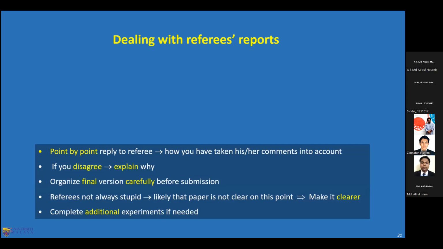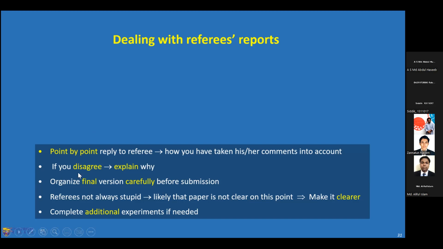If you agree with their comments and changed your manuscript accordingly, you mention that we agree, thank you, and this is what we have done. Give reference to the page number and line number of your manuscript so that he can easily go there and verify that you have done that.